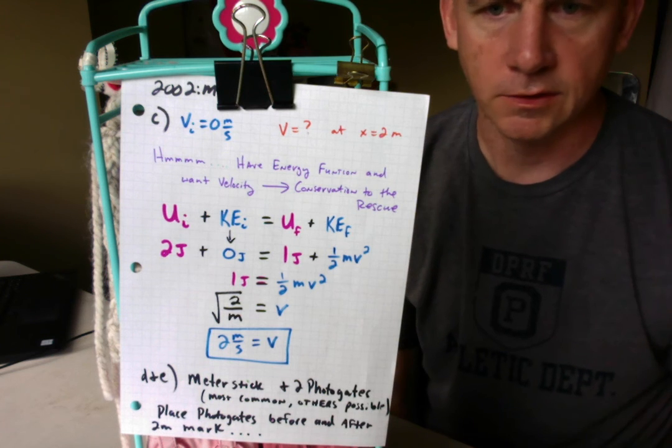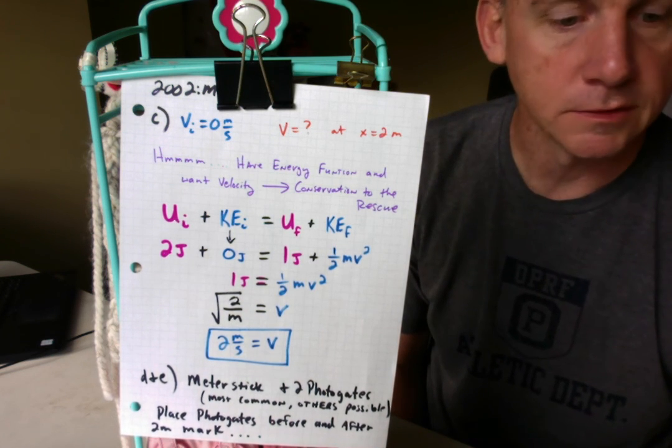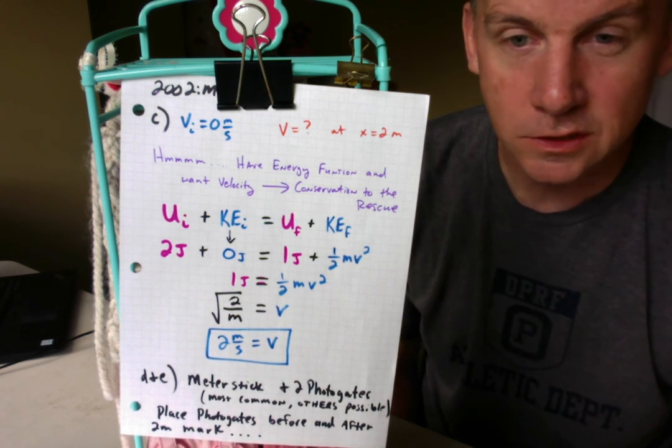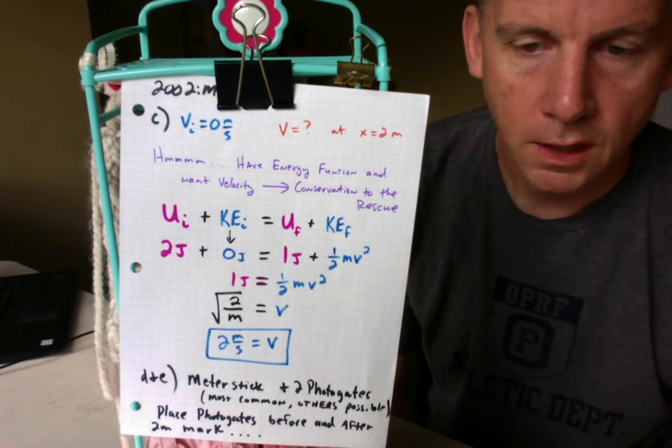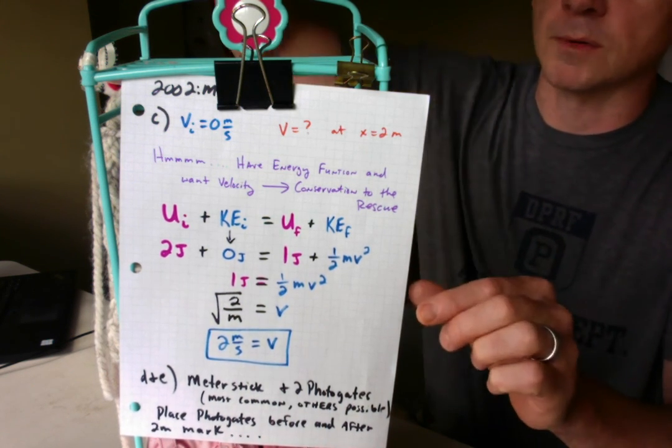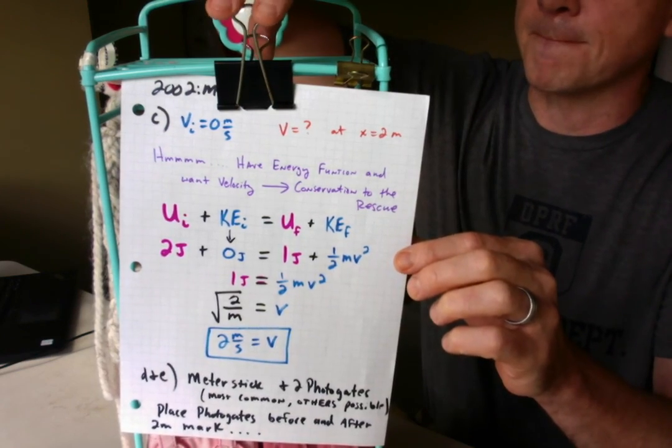All right, and for that you need a meter stick and 2 photogates. There are other ones you can do with springs, there are other ones you can do with projectiles, creative, but this is the most common one. Okay.